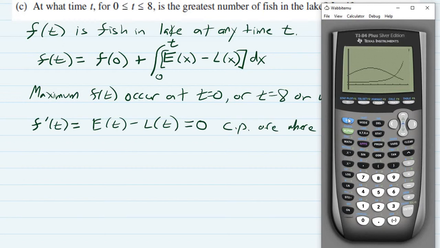I'm going to look for that intersection point. So after they get done graphing, I'm going to do second function calc. I'm going to look for the intersection point. There's my first curve. There's the second curve. I'm going to move my cursor a little bit closer to the intersection point. Hit enter. And there it is. So 6.204 is where E of t is equal to L of t. And that is my critical point.